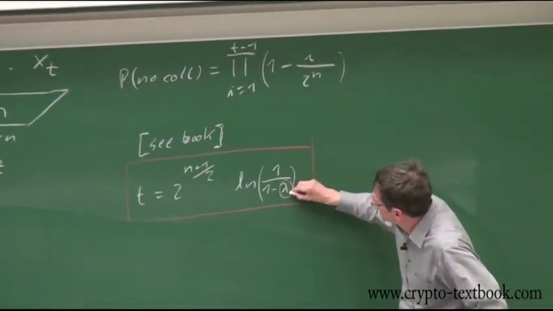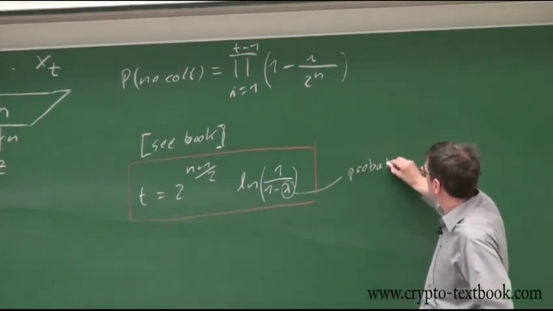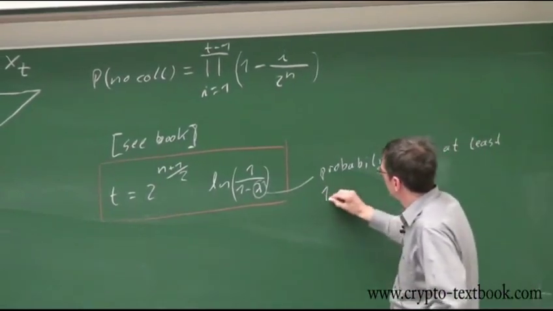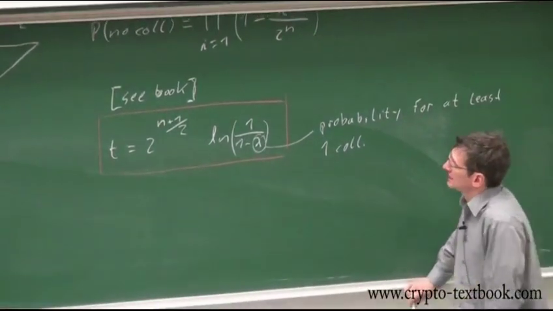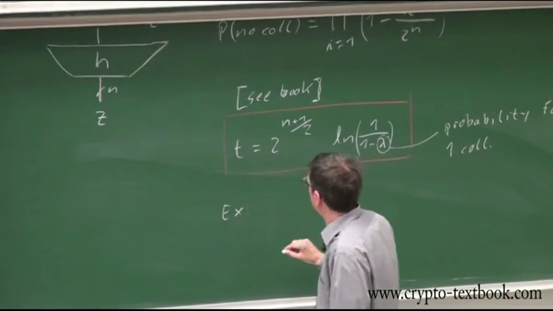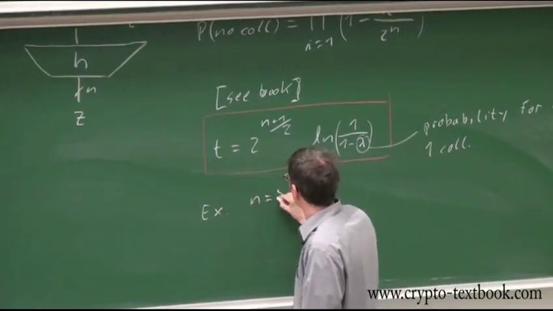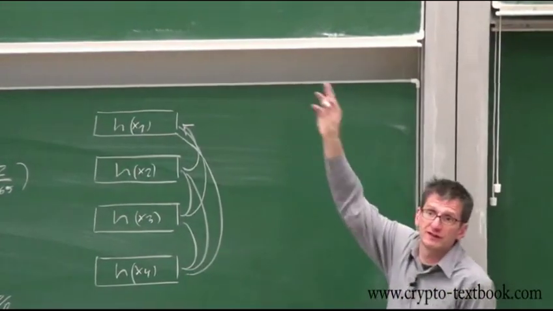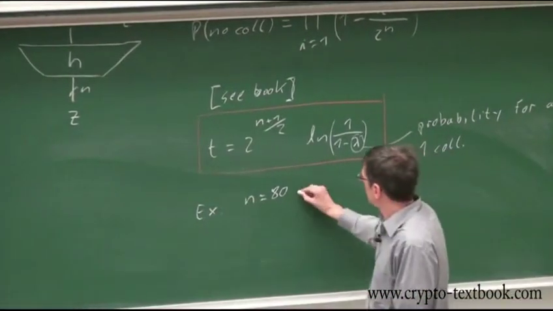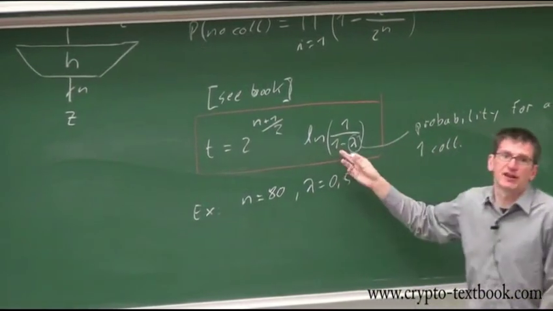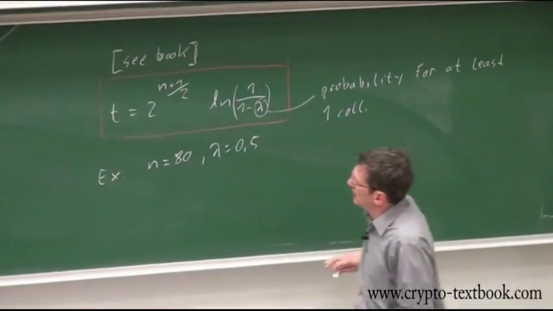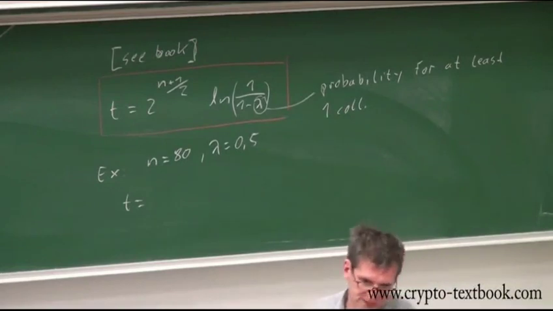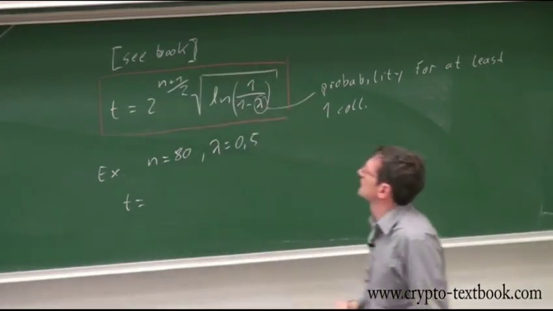This, you don't know yet, is the probability for at least one collision. Example: if you have 80 output bits here, which, by the way, were sufficient for second pre-image resistance. Now let's assume we have 80 output bits, and we want to have a 50-50 chance of a collision, okay? If we plug that into the formula, I forgot the square root, yeah, okay. Most important part, very good.